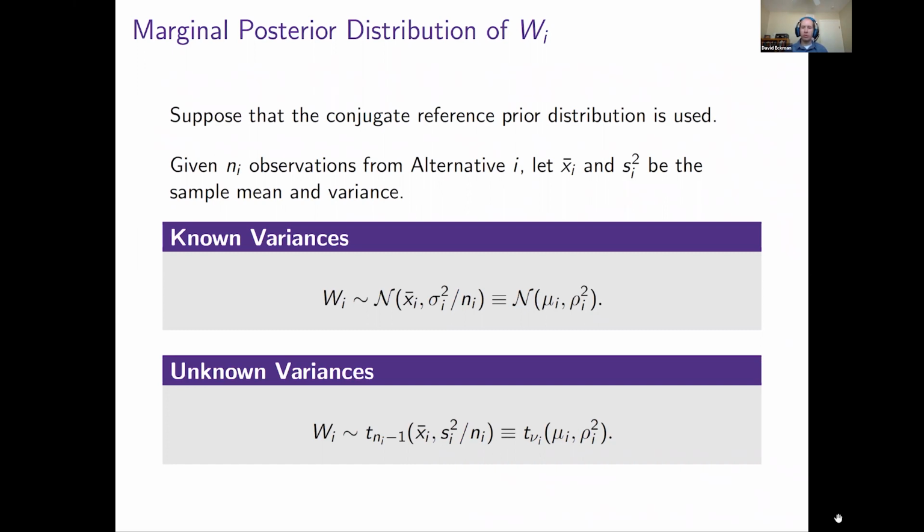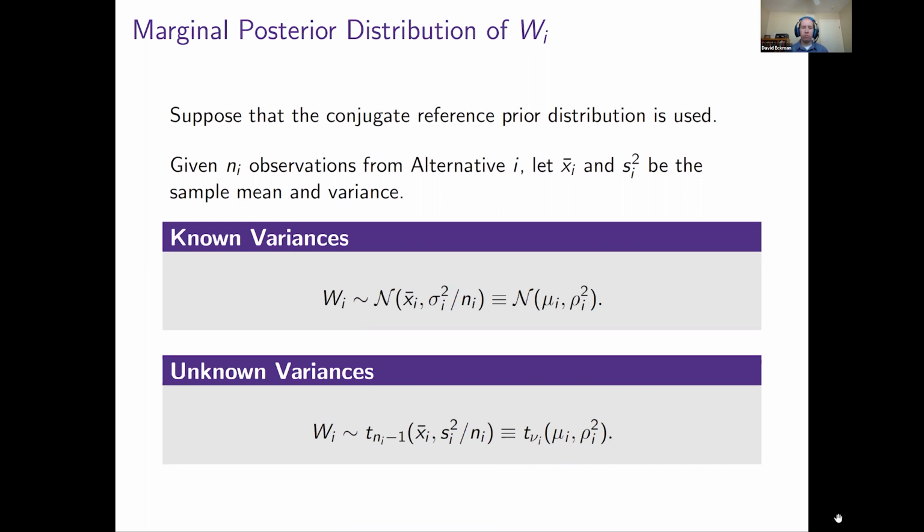So there are two cases here. If we knew the unknown sigma_i squareds of the normal distributions, then the posterior distributions are each marginally normally distributed. I'm going to let mu I here denote the posterior mean of alternative I, and rho_i squared be the posterior variance. You can see that as you take more samples, as N_i increases, the variance of this normal distribution in your posterior is shrinking. And so you're getting less uncertainty about what the true value of the performance of alternative I is.